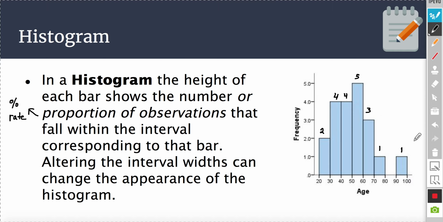So what do I mean altering the interval widths can change the appearance of the histogram? Well, if you're displaying data, you're trying to convey some information. And depending on what that information you want to convey is, you might choose different interval lengths for your display. But you got to be careful.